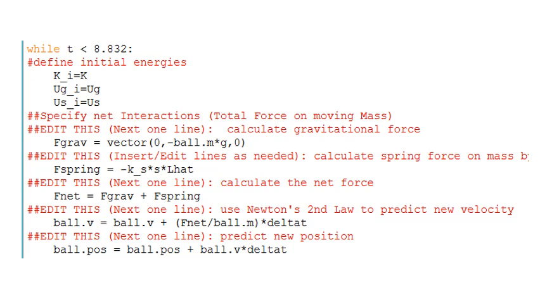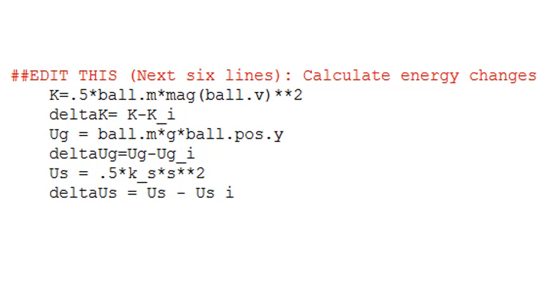The ball's velocity will be the ball's initial velocity plus F net over mass times the change in time, and the ball's position will be the ball's initial position plus the ball's velocity times the change in time, and these are both according to Newton's second law. In this section of the Python code, we calculate our energy changes in each time step. We know that K is 1/2 mass times velocity squared, and then we solve for delta K as the change in kinetic energy, which is final minus initial.